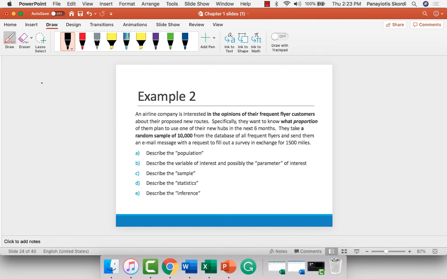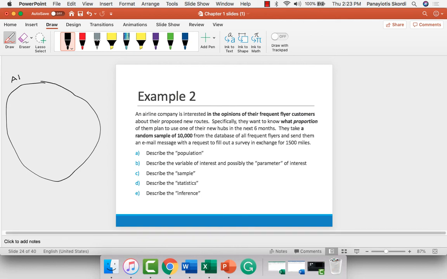So what have we got here? This is all frequent flyers. So we've got a list of all frequent flyers in here. This is our population that we're looking at. So I'll just put all frequent flyers, and they actually have a sample here of 10,000. The sample size here is 10,000. So describe the population. The population is all frequent flyers. Describe the variable of interest and possibly the parameter of interest.